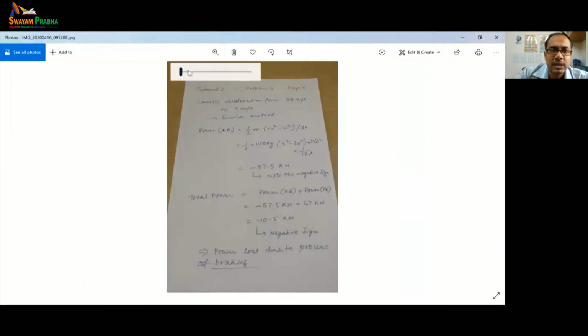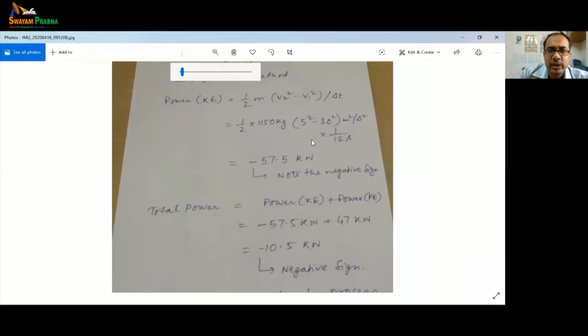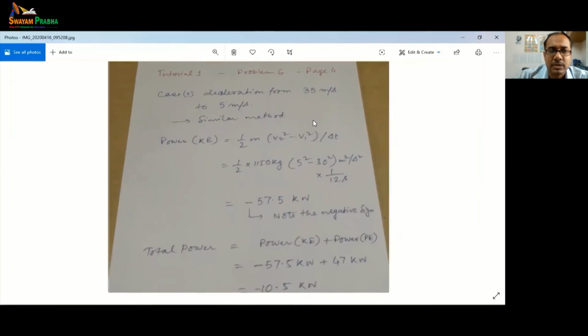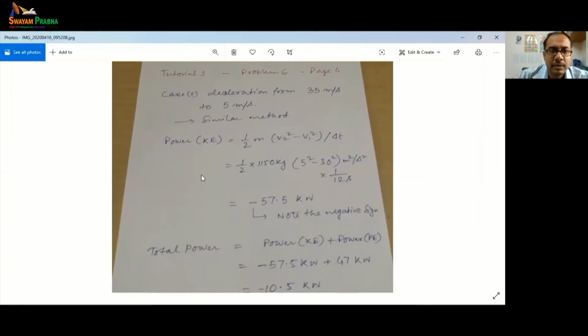Now let's look at the third case. In the third case, what we have is similar, but now instead of acceleration we have deceleration from 35 meter per second to 5 meter per second. Similar method we are going to use. So at the bottom of the hill, the car has 35 meter per second velocity, and when it reaches the top, that means at the end of the 100 meter stretch of the uphill road, it will have 5 meter per second velocity.